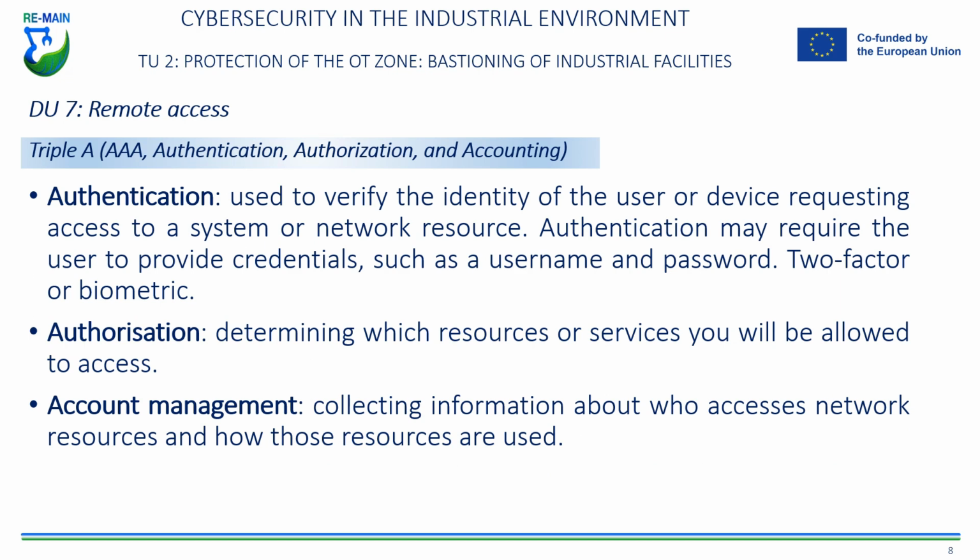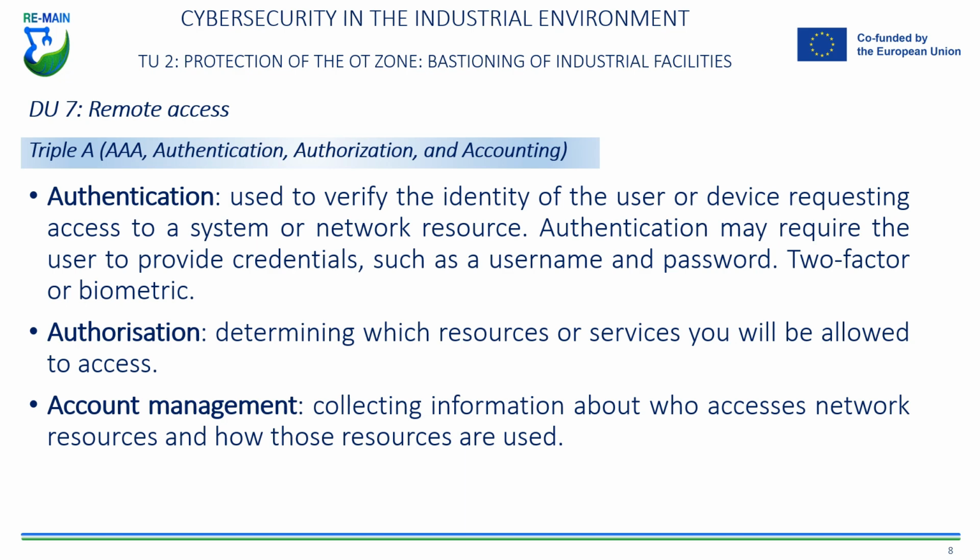AAA, authentication, authorization, and account management, is a set of security processes used to control access to systems and network resources. Each letter in AAA represents a different function in the access control process. Authentication. The authentication process is used to verify the identity of the user or device requesting access to a system or network resource.